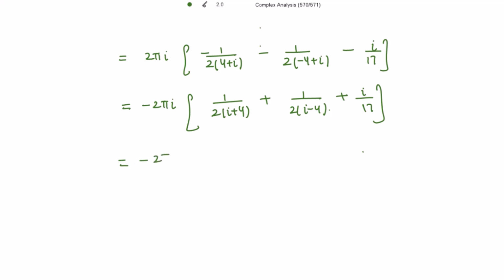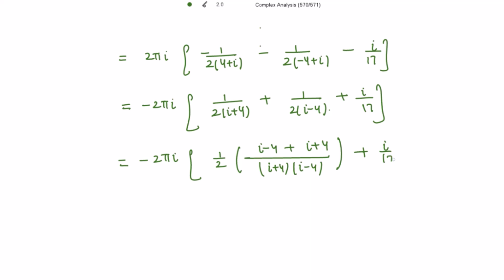So this is minus 2 pi iota. If I take 1 by 2 common, I get iota minus 4 plus iota plus 4 divided by iota plus 4 into iota minus 4, plus iota by 17. The 4 cancelled out with this. We have 2 iota in the numerator and also 2 cancelled out with this. We have only iota now.